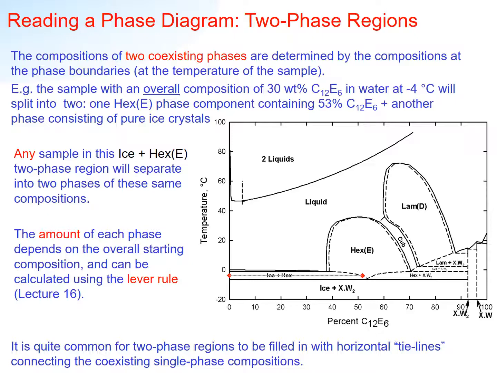Now, it's quite common actually for two phase regions in phase diagrams to be filled in with these horizontal tie lines, connecting the coexisting single phase compositions.